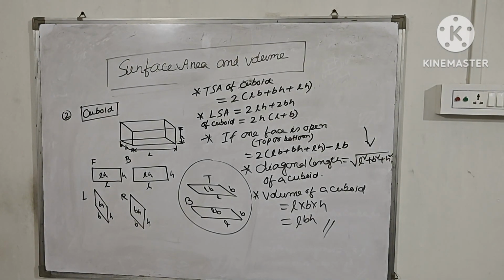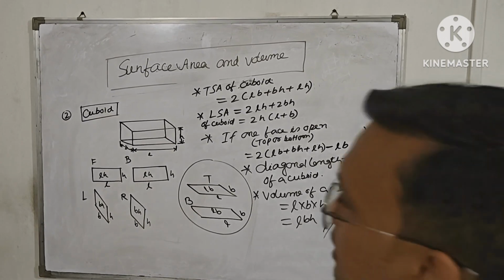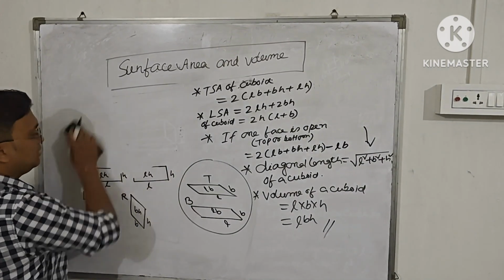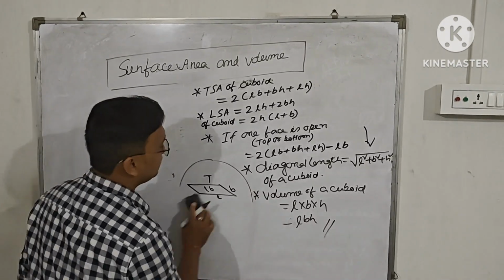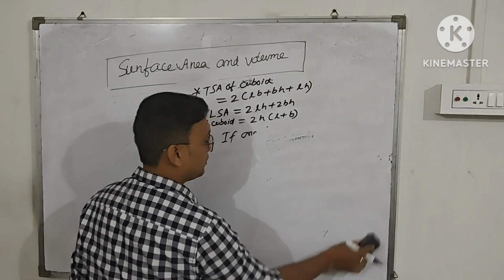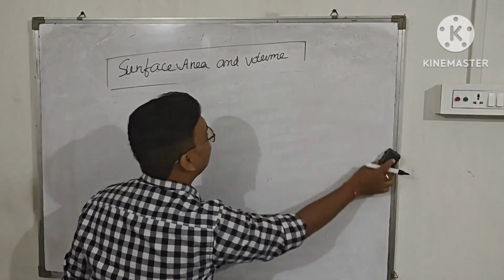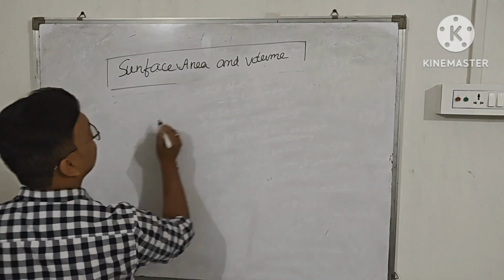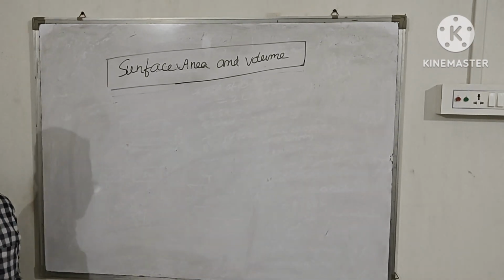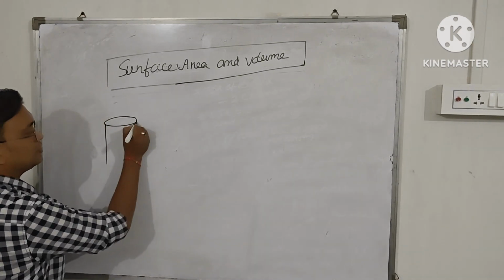Okay, next figure is cylinder. A cylinder is a pipe-like structure. Have you ever seen a cylinder? An LPG cylinder, anything else other than that, your pen, this marker, any fluid container, everything is in the shape of a cylinder.